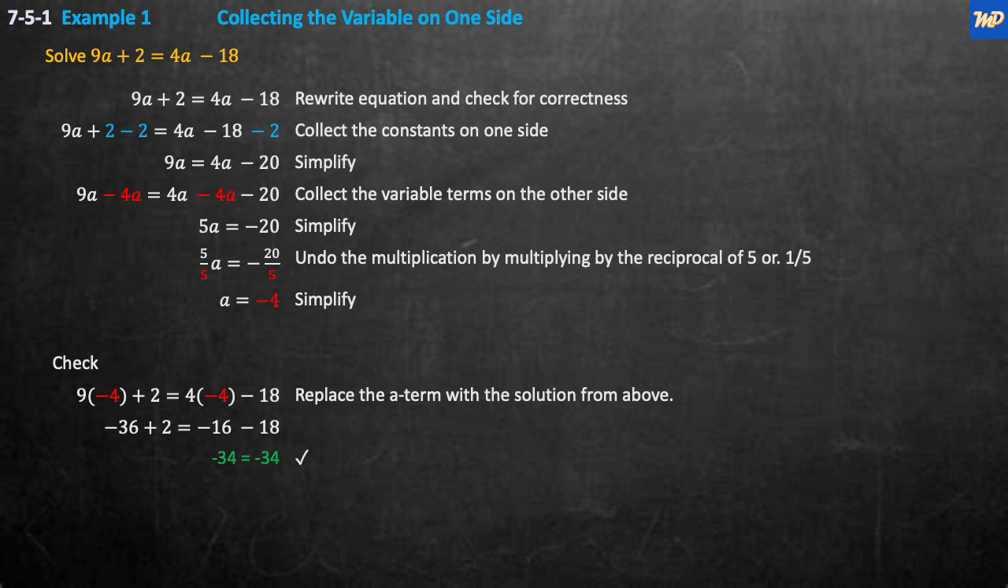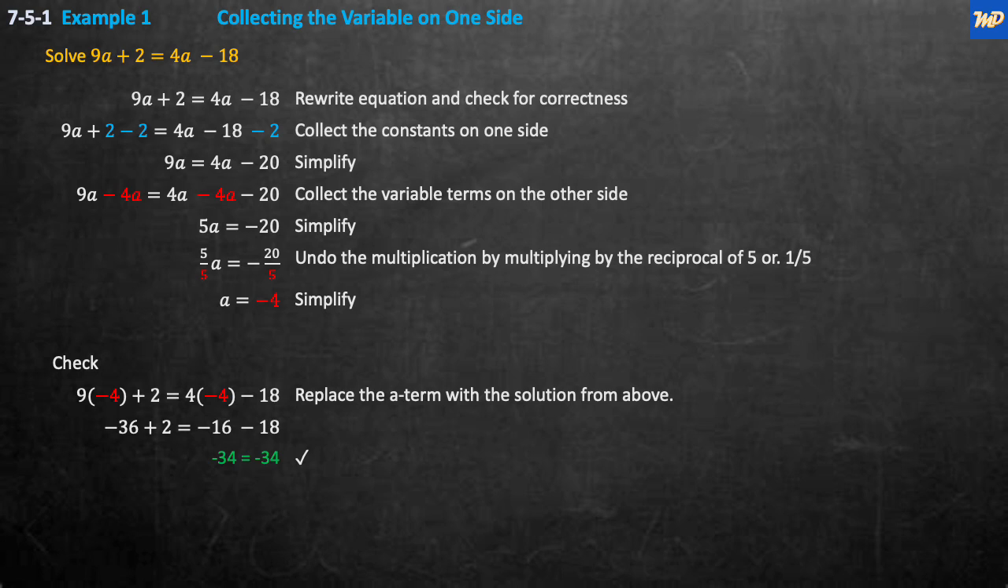So let's look at another example of collecting the variables on one side. The problem says solve this: 9a plus 2 equals 4a minus 18. In this problem we have constants on both sides and variable terms on both sides.